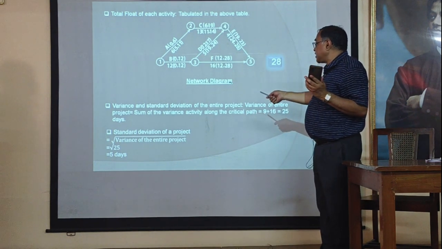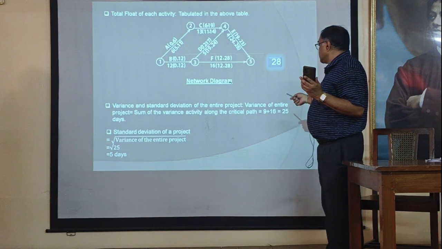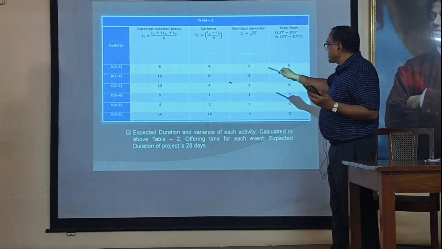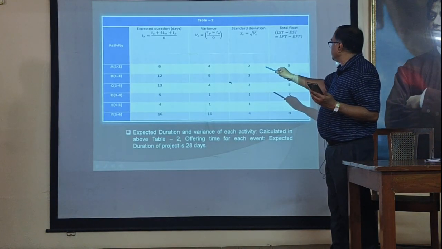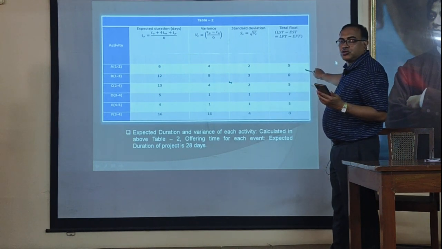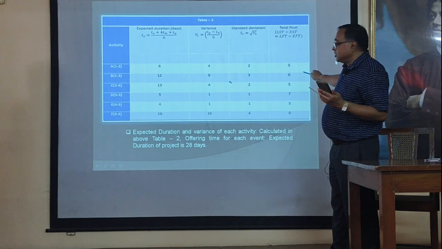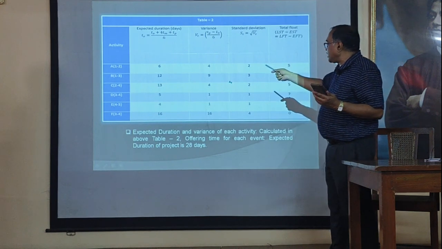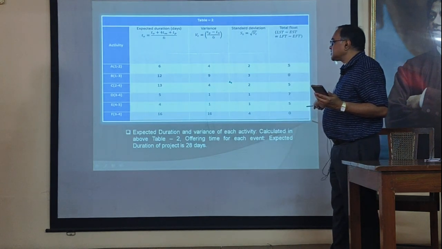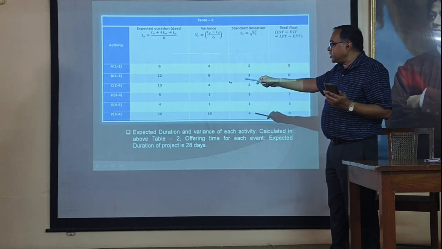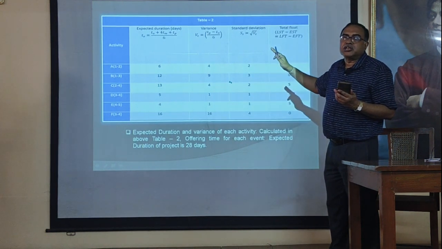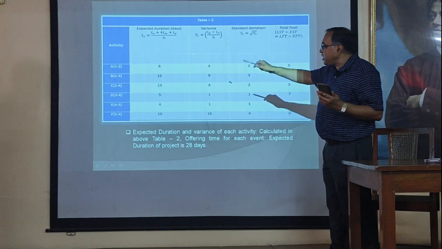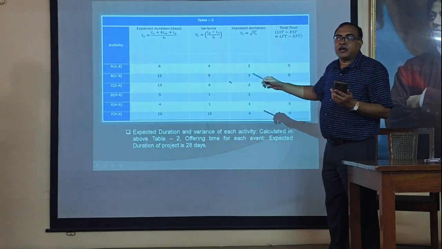Next is our variance and standard deviation of the entire project, which is 9 plus 16 only, because 9 and 16 are the variances. The variance for B activity is 9 and its float value is 0, so it is a critical activity. Float value 0 is for critical activity, so we have to add 9. Next, 16, that is F activity. B activity and F activity are the only critical activities in this network. Okay, so we have to add the variance value of B activity and F activity. That is 9 plus 16.